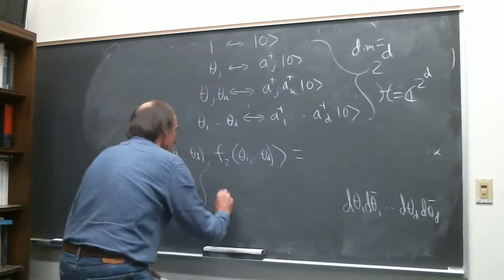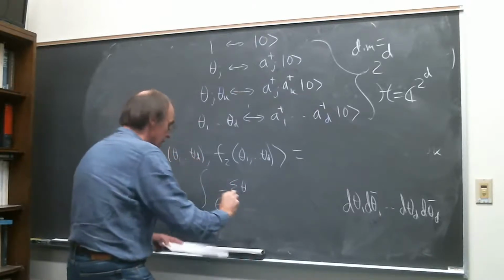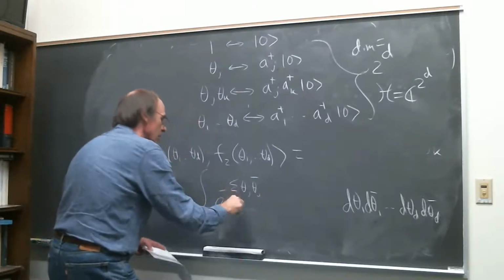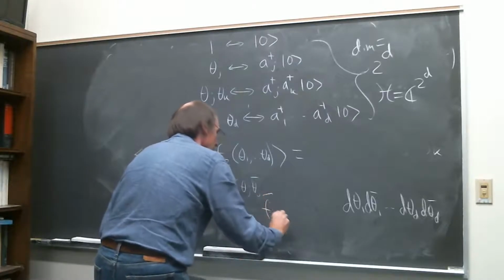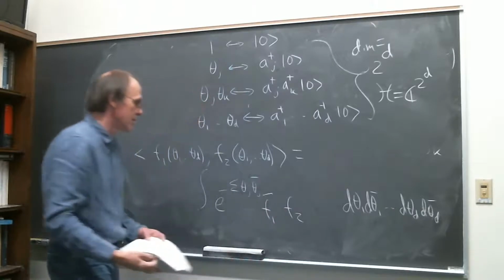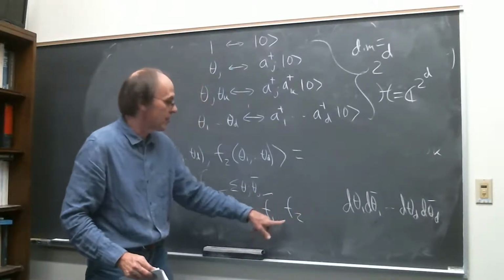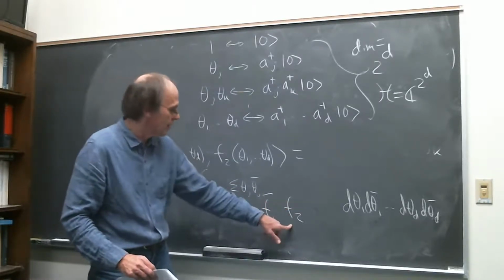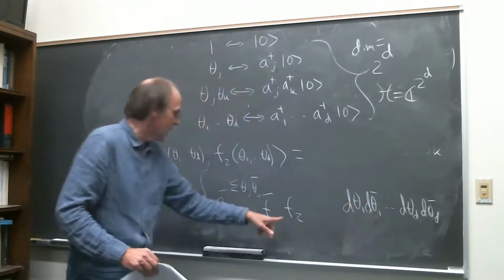It's just e to the minus the sum of theta j theta j bar over the sum from j equals 1 to d, and then you take f1 bar and f2 as functions. And so these are functions of the thetas. These are functions of the barred thing, so you have to interpret the bar properly for what this does to these guys.